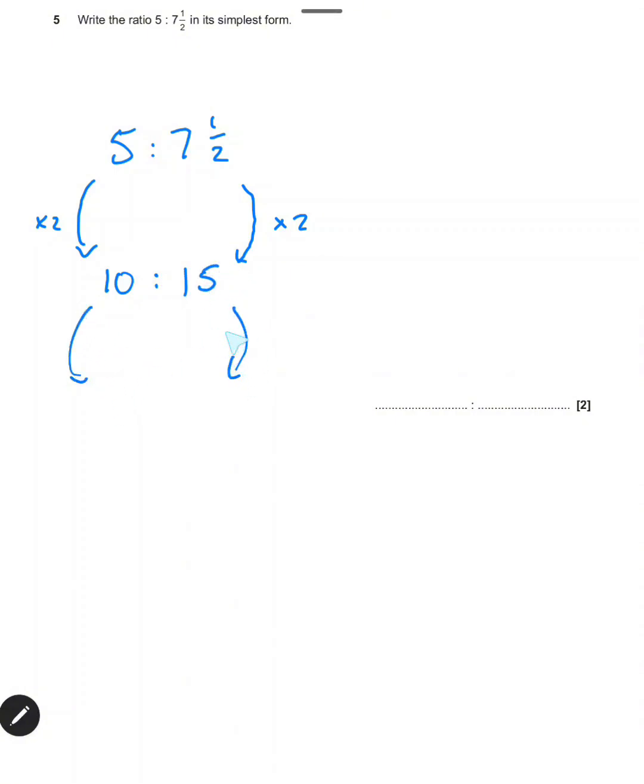Now we've got a ratio that we can start to divide. They're both in the 5 times table, so let's divide both sides by 5. 10 divided by 5 is 2, and 15 divided by 5 is 3.